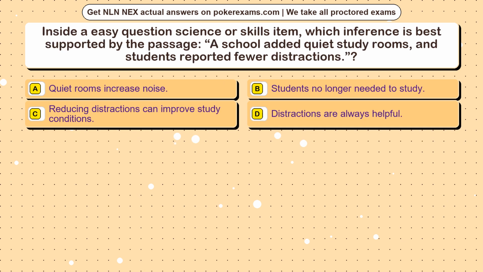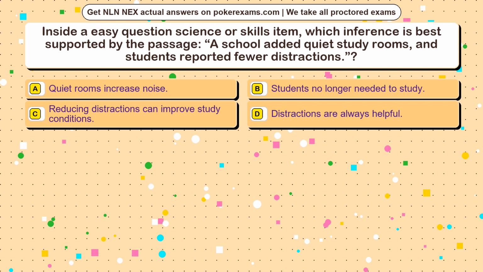Question 24. Inside an easy question science or skills item, which inference is best supported by the passage? A school added quiet study rooms, and students reported fewer distractions. Option A, quiet rooms increase noise. Option B, students no longer needed to study. Option C, reducing distractions can improve study conditions. Option D, distractions are always helpful.